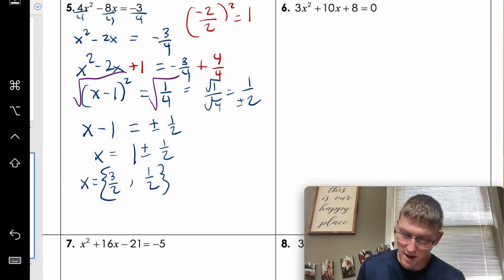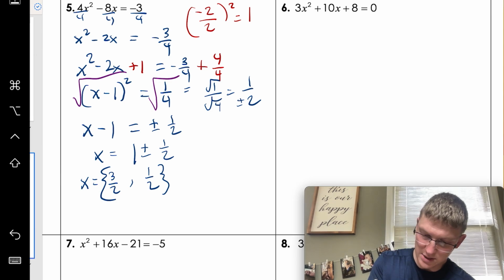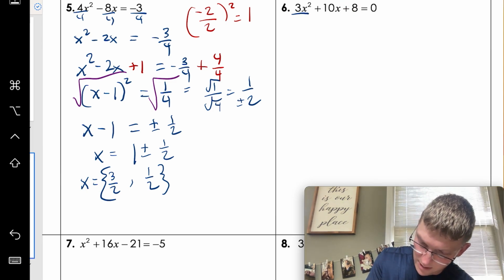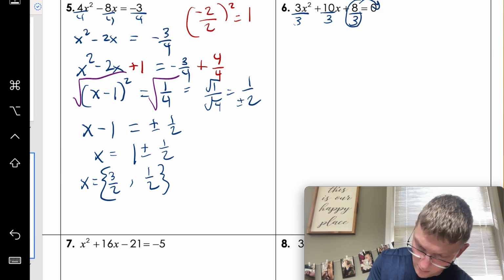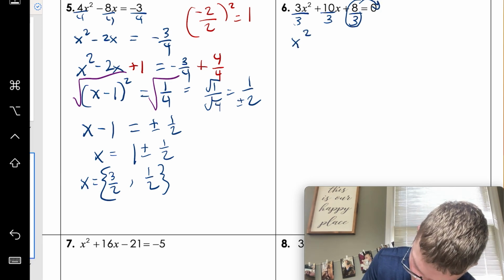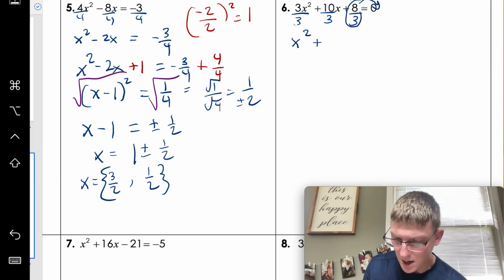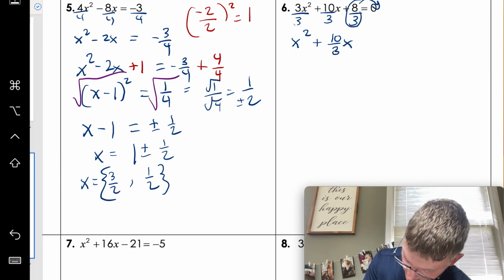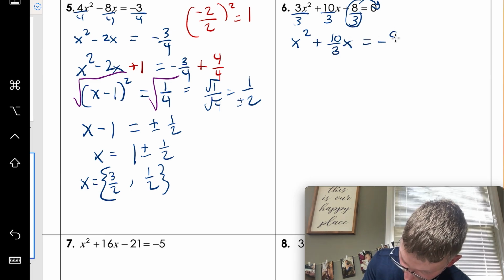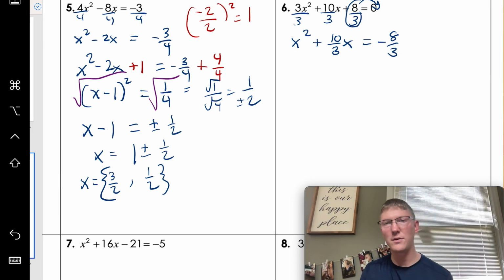Okay, let's try another one with fractions. So we've got a 3 here that we have to deal with. We have an 8 here that's kind of in our way. So we're going to divide everything by 3, and then we're going to move this over to the other side of the equation. So when we rewrite that, x squared plus 10 over 3x equals negative 8 over 3. Okay, so I get it. This is going to get fun.